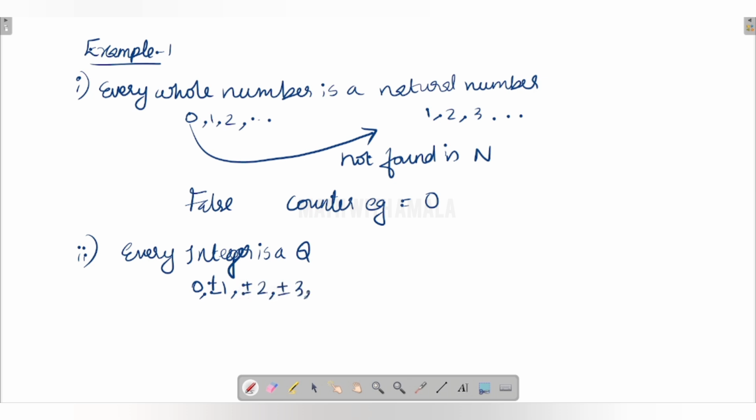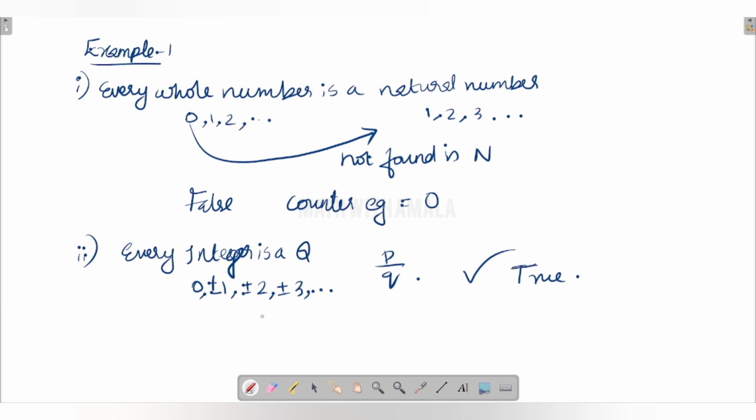The second statement is every integer is a rational. Q means rational. So we can take the integers 0, plus or minus 1, plus or minus 2, plus or minus 3 etc. and Q as P by Q form. This P and Q are taking the values from the integer set. So it can take any values like 0, positives and negatives.